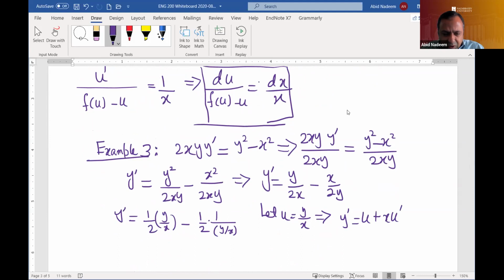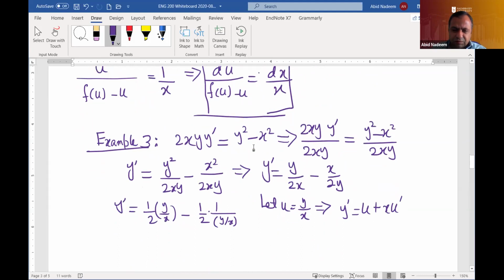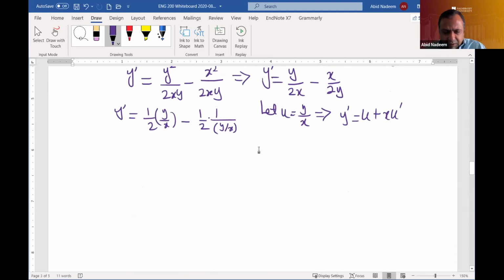So we input these values over here. So here you can put u plus xu prime is equal to 1 over 2u minus 1 over 2u. It's like that. Okay, so now we need to simplify this right hand side.